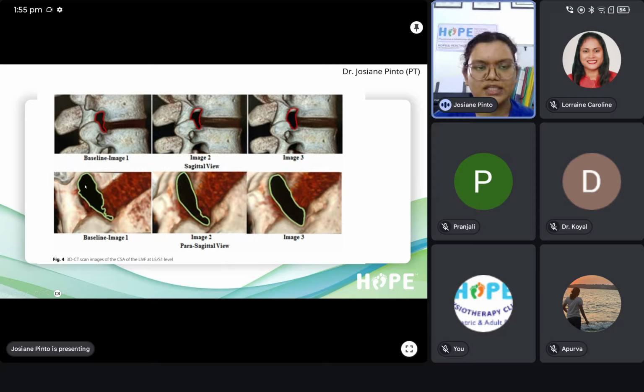This shows the cross-section area difference, pre and post. Baseline, immediately when the position was done, and 48 hours afterwards. That is image 3. And you can see a distinct difference in the cross-section area.